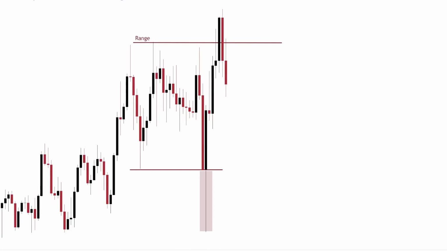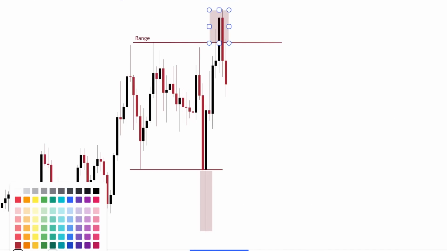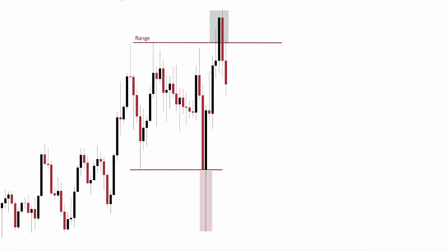Now, what do you have? You have your buyers being trapped. So what's the next step that we're waiting for? We're waiting for that retracement. Once price retraces and comes back to take out our buyers, this is where our entry would be.